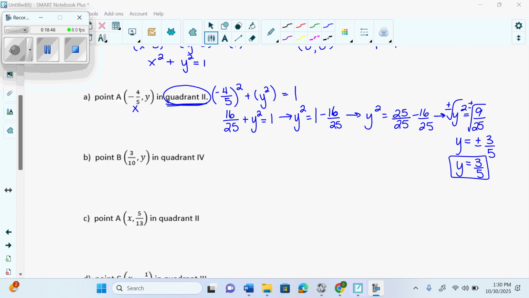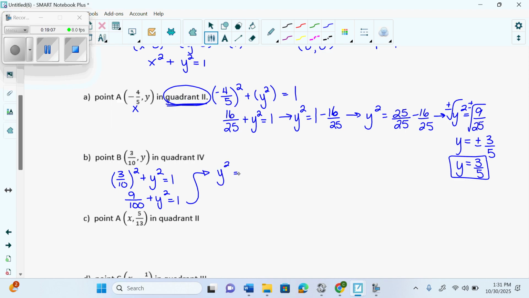So, we have 3 over 10 squared plus y squared equals 1, which gets us 9 over 100 plus y squared equals 1. And then we get y squared equals 1 minus 9 over 100, which works out to 91 over 100. And then we're going to go back to grade 10 for a few seconds. We go back to grade 10 a lot.